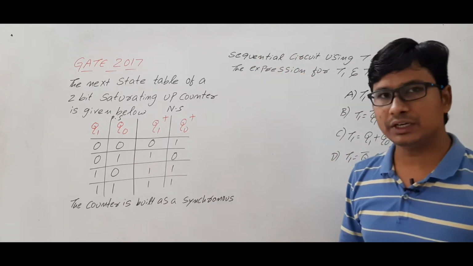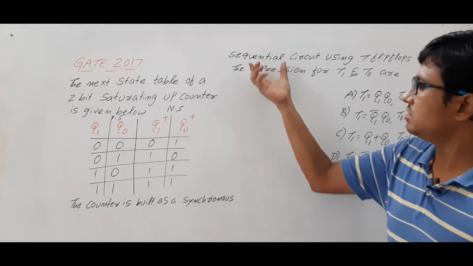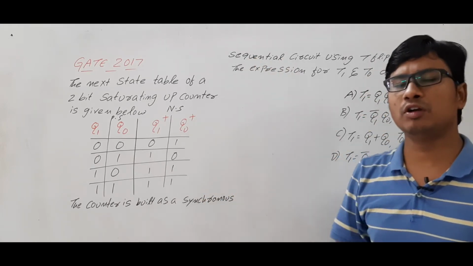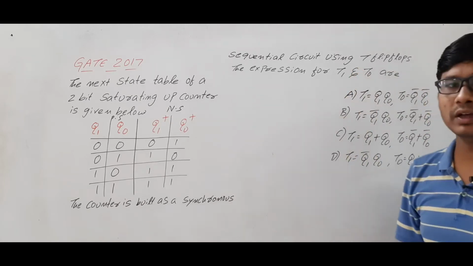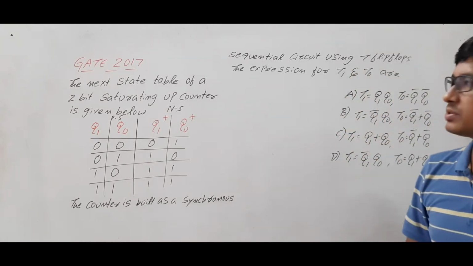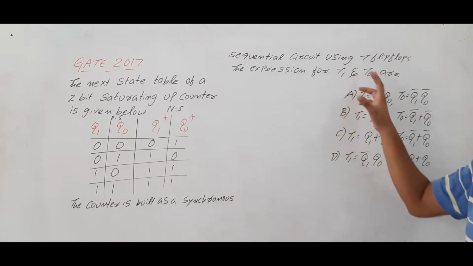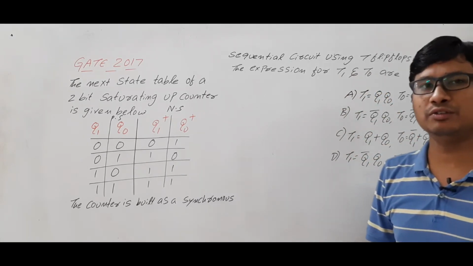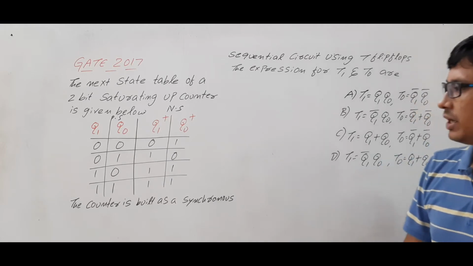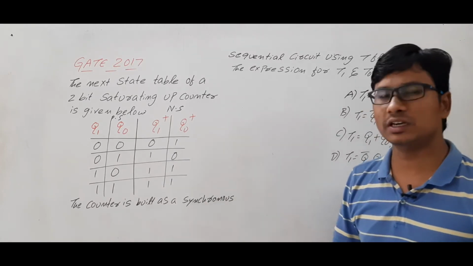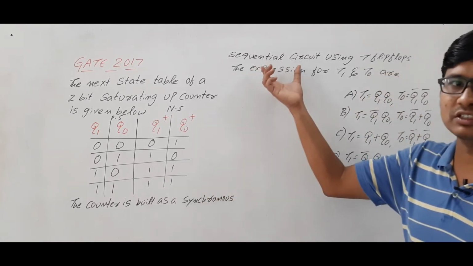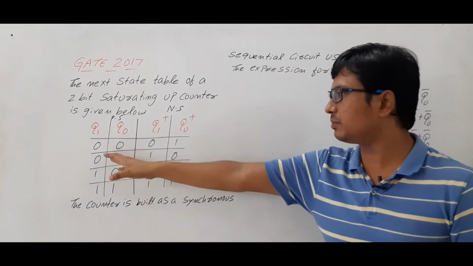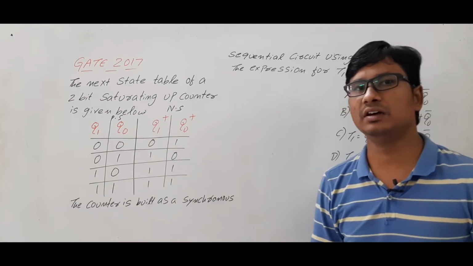They are telling us that we need to design the synchronous sequential circuit. What is meant by synchronous? A common clock should be given. And what flip-flop are they telling us to use? T flip-flops. The expressions for T1 and T0 are given as 4 options, and we need to find the right option. So I hope you have understood. This question is related to a synchronous sequential circuit using T flip-flops. Now they have given the present state and the next state.